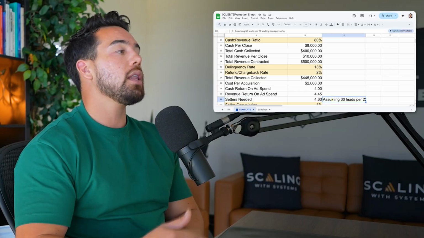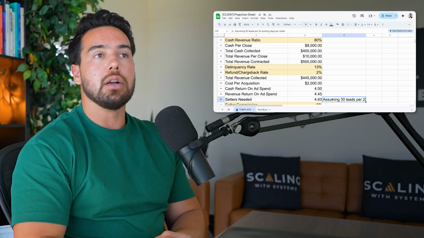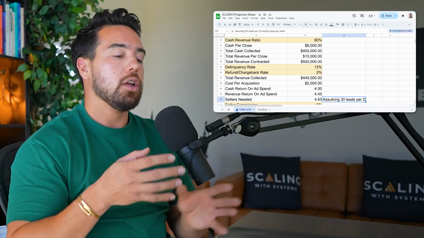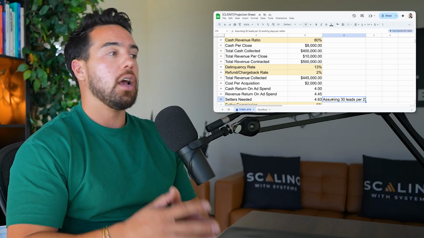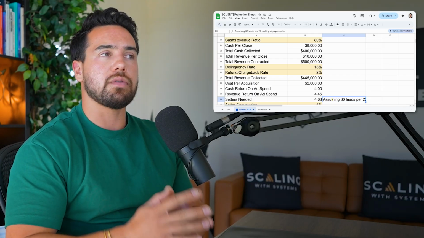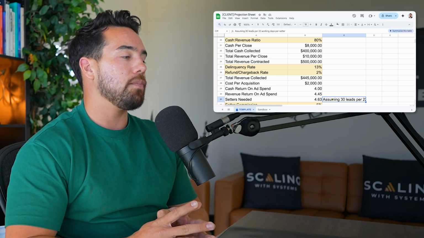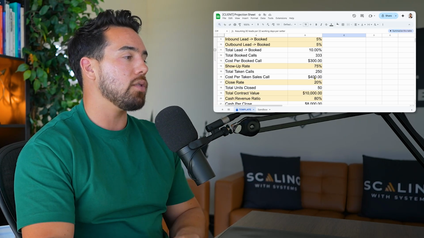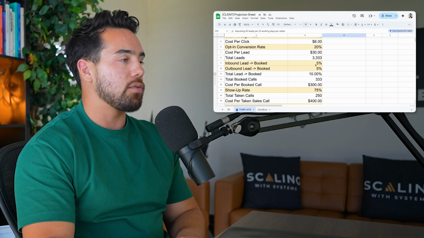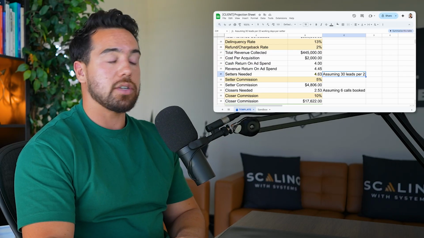And this is assuming 30 leads per 22 working days per setter. So that's roughly the number that we found, 30 new inbound leads for 22 days a week, which I think is 5 days of the week, Monday through Friday. And that comes out to... if you take that number and divide it into the number of total leads you have, which is 3,333, you'll get roughly 5 setters that you need.